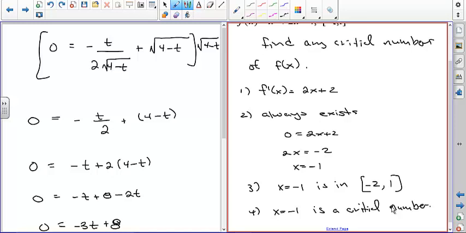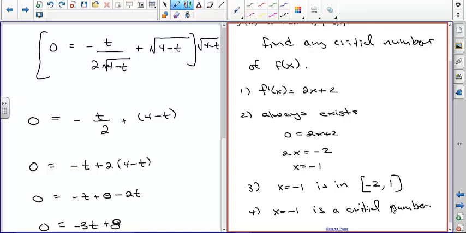Okay, so that's all there is to it. You take the derivative, you look at that, and you say, okay, it always exists. It's a polynomial, 2x plus 2, doesn't matter what the value of x is. You don't divide by 0. You don't have anything weird happening. So it always exists, so that's not going to give me any critical numbers.